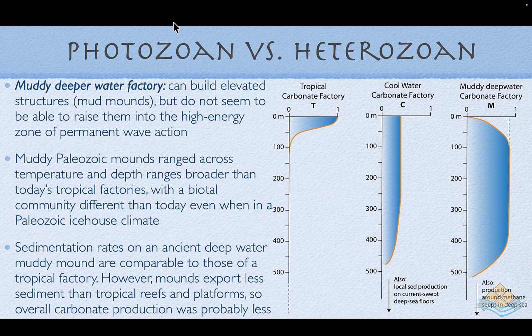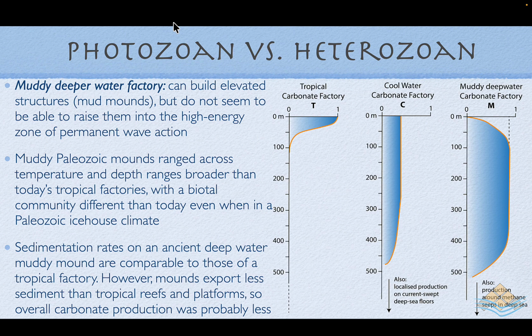They didn't get above wave base. But they ranged across temperatures and depths which were much broader than today's tropical factories, and they had biotal communities quite different than today, even though in the Carboniferous and the Permian, when these mud mounds were forming, we were looking at associations of Paleozoic icehouse climate. And we'll look at the climatic catastrophic emphasis a little later in this module.